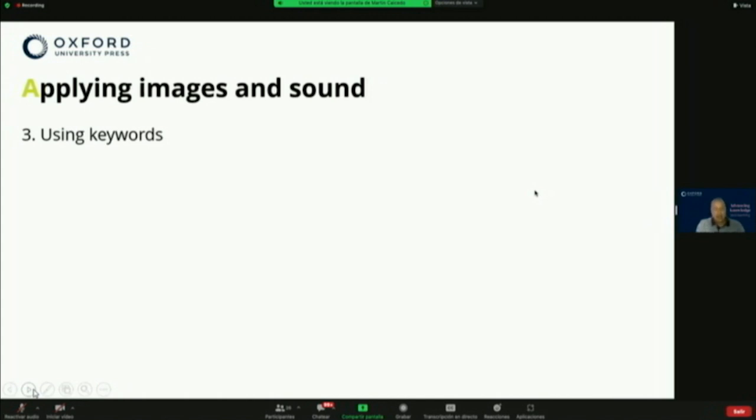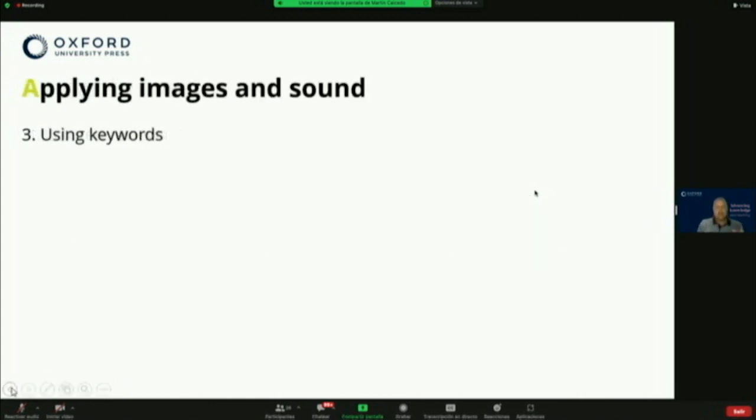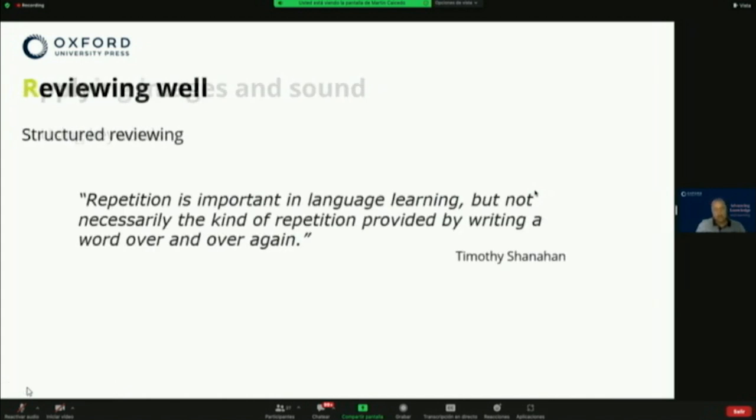Then we have, as part of applying images and sound, keywords. Keywords are just about how to get our students to remember these words by using auditory and visual links. And of course, the keywords are the ones that take us into a larger base of knowledge, a larger database of vocabulary we can bring about.